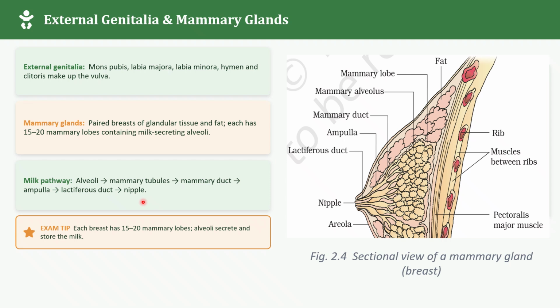So what is the function of the mammary gland? It produces milk after childbirth and supplies nutrients and antibodies to the newborn through breastfeeding. After delivery, prolactin stimulates the alveoli to produce milk, which is released through the nipple during the suckling process. Can you see the alveolus, children? This is the alveolus. From the alveolus, this is the mammary duct. This is the ampulla region. This is the lactiferous duct, and this is the nipple.